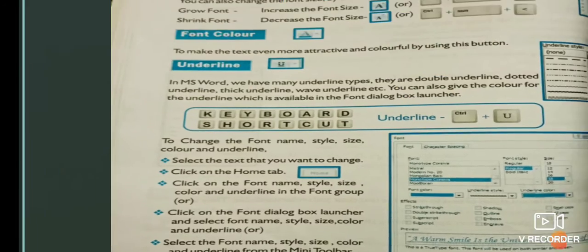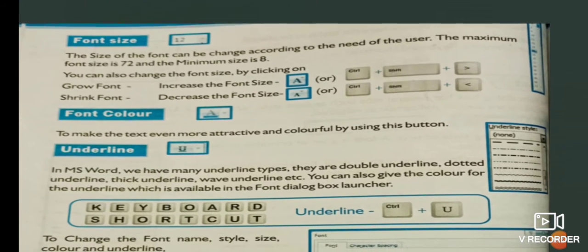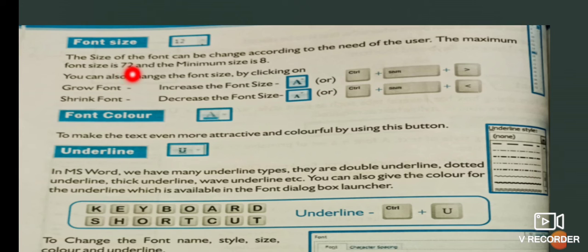And then font size. You can increase or decrease your font size. Maximum you can increase your font size up to 72 and the minimum size is 8. Otherwise you can use the icon A plus, which will increase the font size, and A minus, which will decrease the font size. Or use the keyboard shortcut Control plus Shift plus the greater than symbol to increase your font size. To decrease, Control plus Shift plus the lesser than symbol.